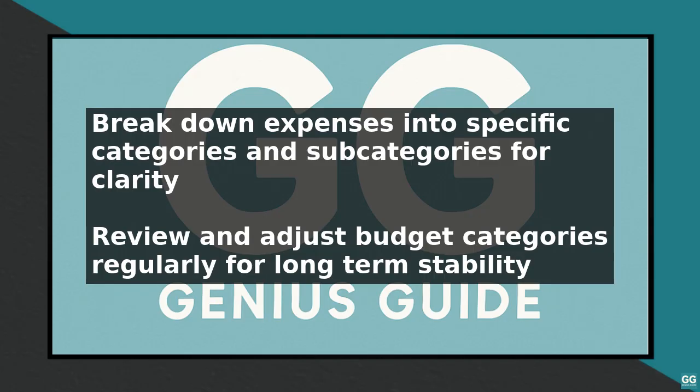By breaking down your expenses into specific categories and subcategories, you can gain a clearer understanding of where your money is going and make informed decisions about how to allocate your resources. Finally, review and adjust your budget categories regularly to ensure they remain aligned with your changing financial needs and goals.